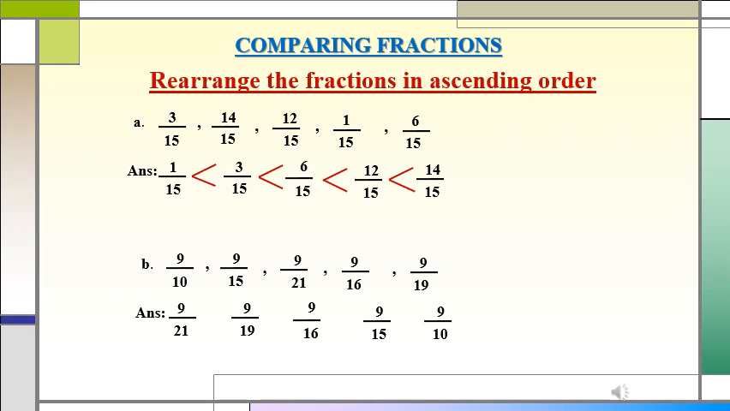Bigger the denominator, smaller the fraction. So we have rearranged the fractions in ascending order. That is from small to big. 9 by 21 is the smallest fraction and 9 by 10 is the greatest fraction here.